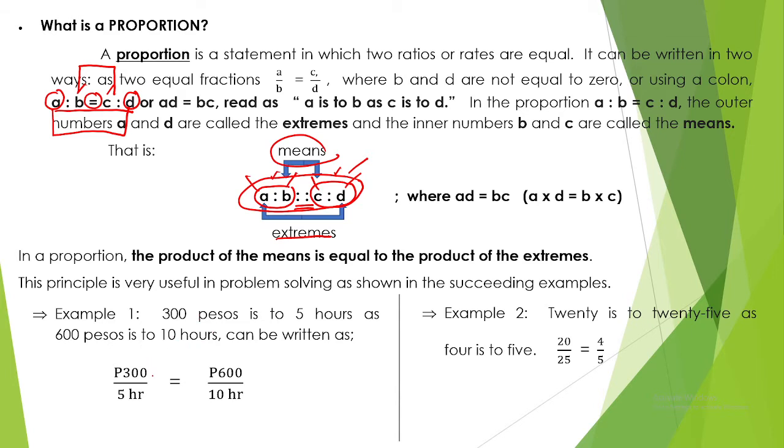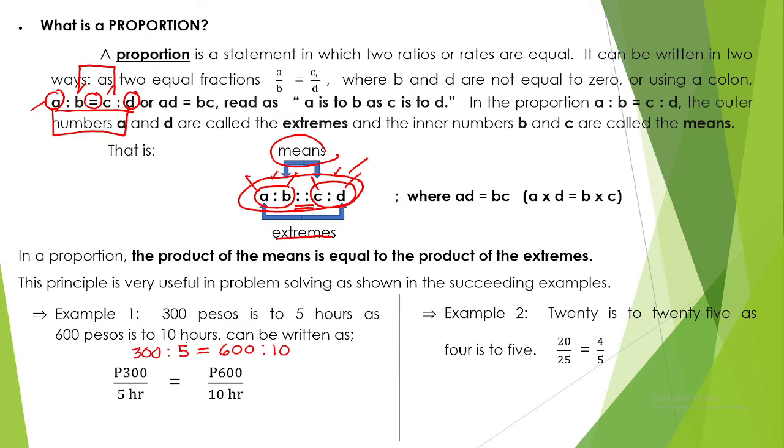So if I will be checking, I have here 300 pesos is to 5 hours. That's why 300 over 5 hours, as 600 pesos is to 10 hours. That's why I have written 600 pesos over 10 hours. If I write it in this manner, this is 300 is to 5 is equal to 600 is to 10. Now, if I will be checking whether this is a proportion, it's so simple.